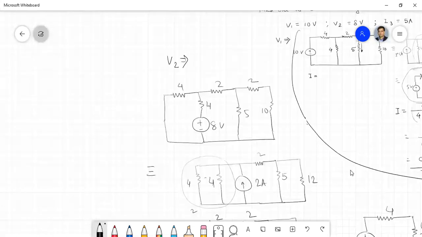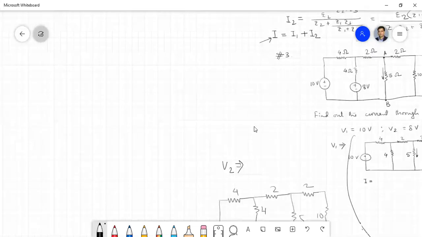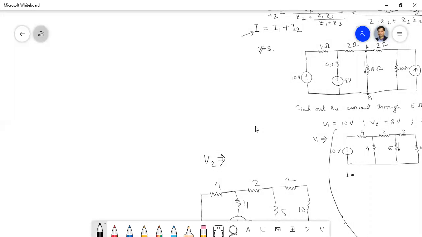Next, again you have to take the third source and you have to keep these two sources short. That means 4 will be there. Here only 4 will be there. This part will be short. Here you will get 2. Here you will get 5. So here I am considering the I3 source.